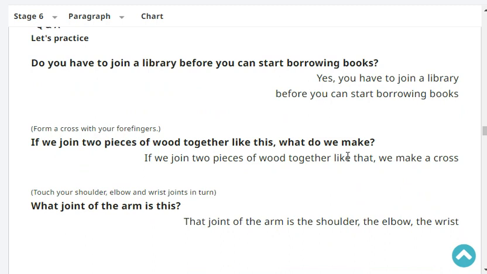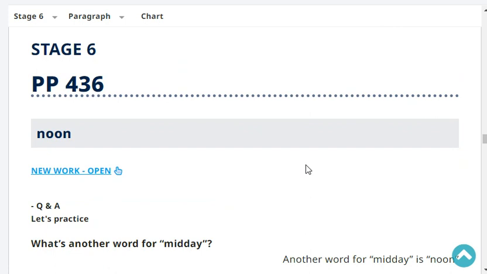What joint of the arm is this? That joint of the arm is the elbow. Very good.